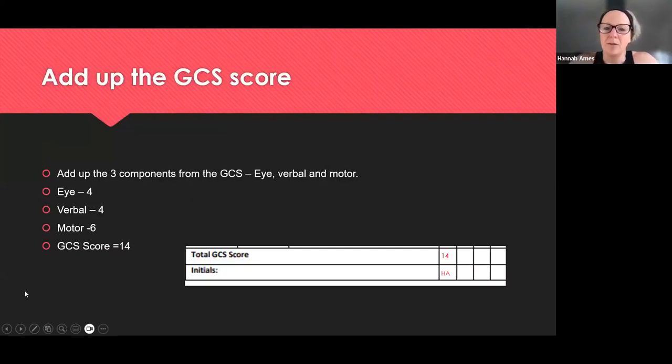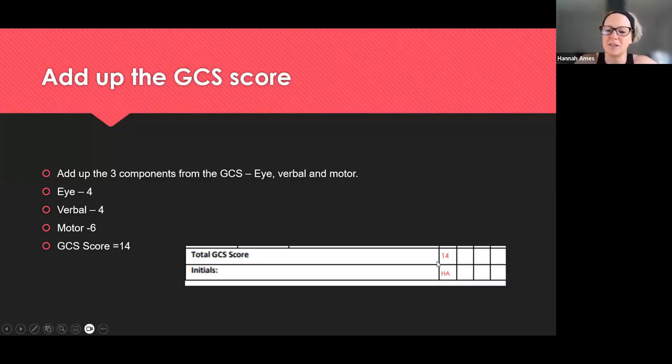Once you've done your GCS and plotted the rest of your observations, you need to verbalise the GCS score. So that's the total of your eye, verbal and motor response. So like I said, most of the time patients are confused and have a GCS of 14, but not always. So just make sure you do your assessment thoroughly. But my eye response was 4, my verbal response was 4, and my motor response was 6. So that gives me a total score of 14.